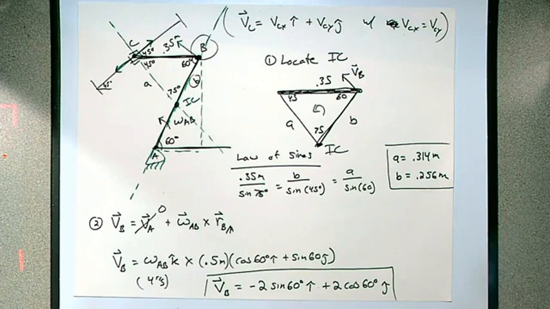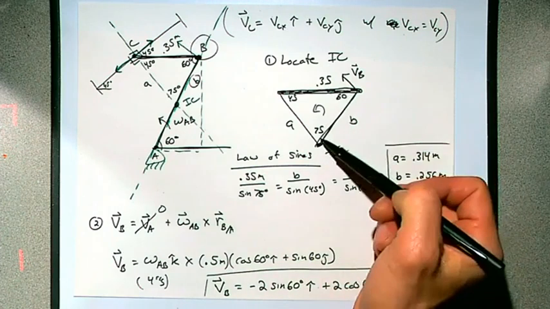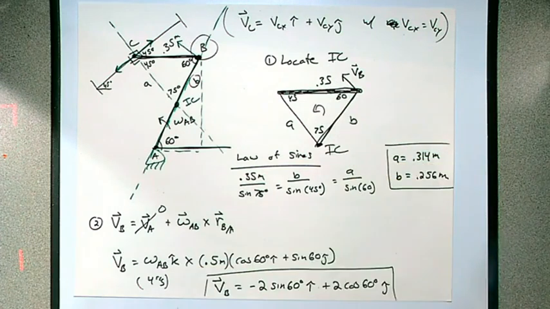Last step. Find the velocity of C. So we already got our instantaneous center located. We know what our angular velocity of this body is. We could say the velocity of C is equal to omega BC crossed with the vector from the instantaneous center to C. Or we could say that the velocity of C is equal to the velocity of B plus omega BC cross the vector between those two.